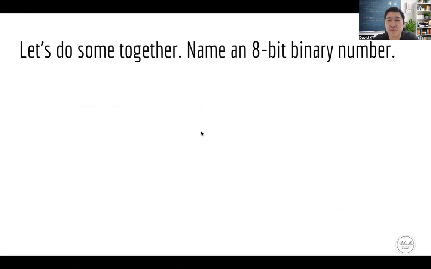Let's do some together. Let's make an 8-bit binary number and convert it to hexadecimal. Since I'm the only one here, let's try it. 1, 0, 0, 1, 0, 0, 1, 1. We can split it into two. 1, 0, 0, 1 is what in hexadecimal? It's 9. And then 0, 0, 1, 1, that's what? 3. And that's it.